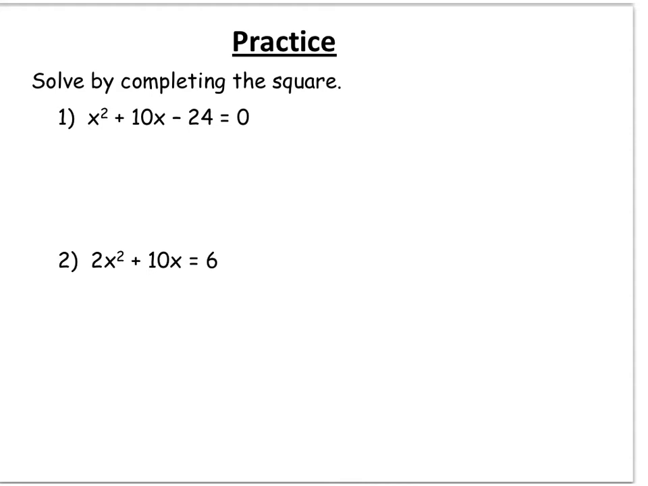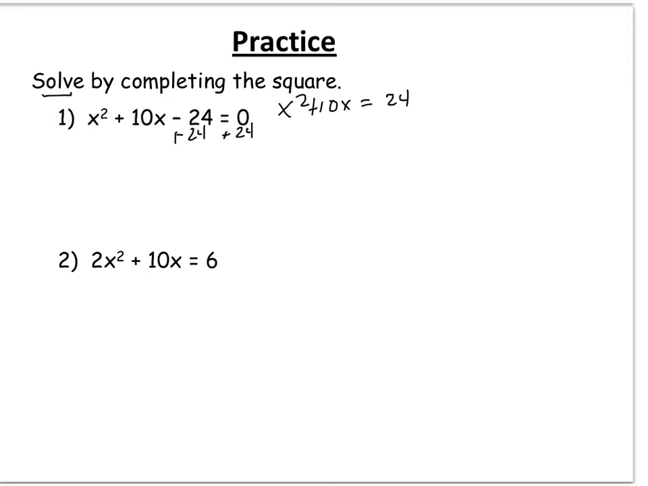Okay, so this is just extra videos to look at different examples for practice with completing the square. So we're going to solve by completing the square, so we're going to find our zeros, our x-intercepts. So the first step was to move over that constant. So we add 24 to both sides.